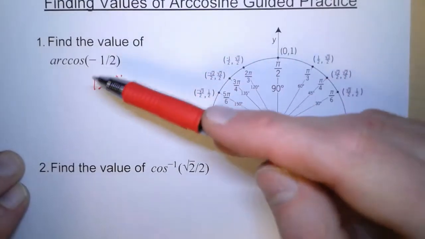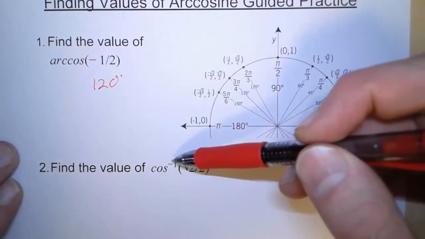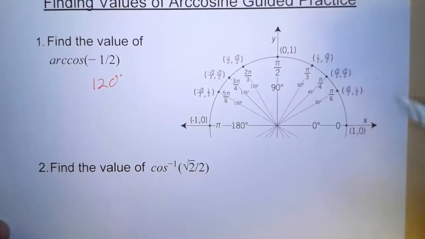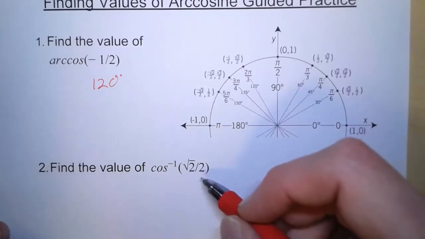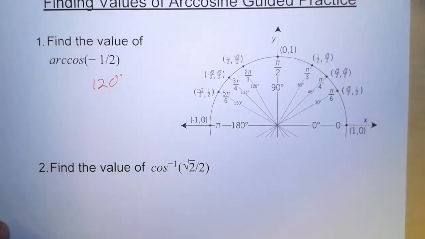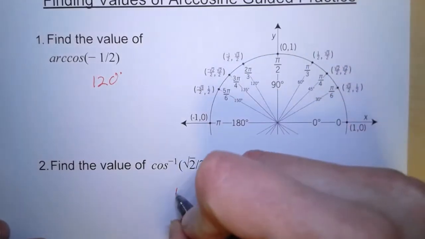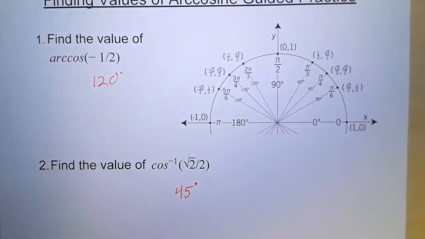Now just like with arcsine, we can write it as arccosine, or we can write it as cosine with a little -1, and we say cosine inverse. But it's still doing the same thing. Here's our ratio. What's the angle? So I want to look for where cosine, the x value, is negative radical 2/2, and that's right here. And so that's going to give me an angle of 45 degrees.